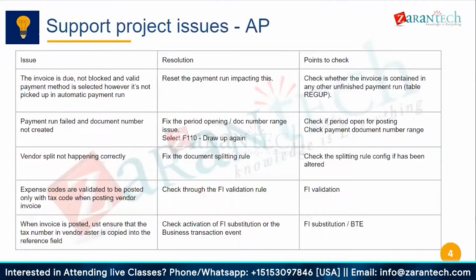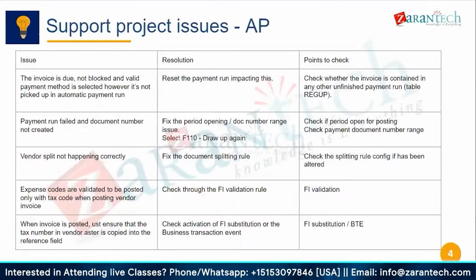The next part is related to the new GL functionality. Sometimes what happens, right? The vendor complains that, okay, I have already booked my invoice correctly, but I am not getting the split working fine in the correct way. So it is going to the technical account instead of going to the vendor code. So how do you fix that?